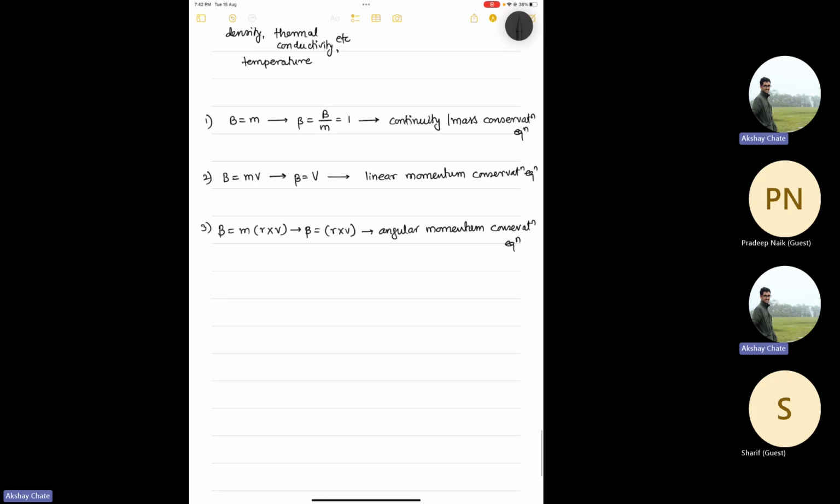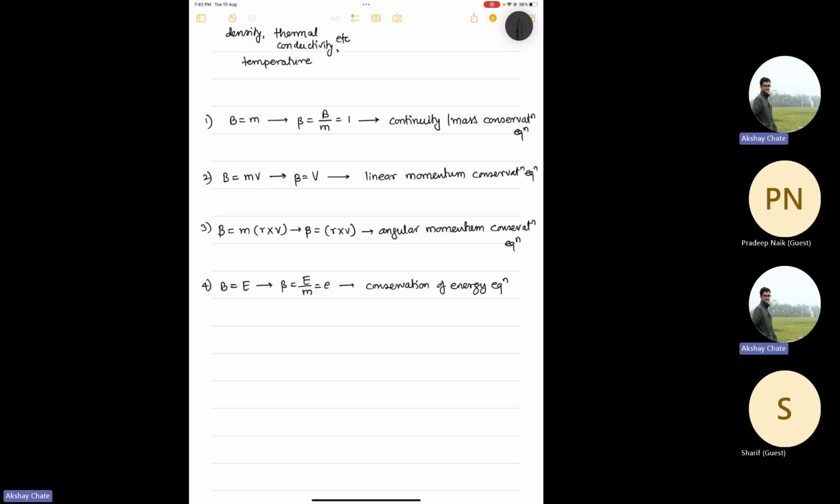And fourth is, if you put your beta as let's say total energy, internal energy of the system, so your capital beta will become E by m. We typically write it as a specific energy of the system, and if you put this beta and b in the RTT equation, you get conservation of energy.